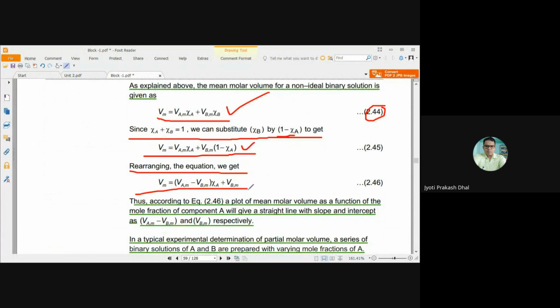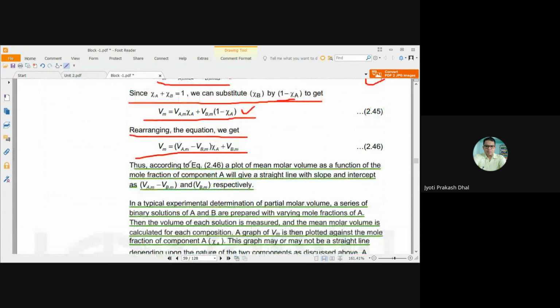Now rearranging equation 45, we can write Vm equals (VmA minus VmB) times chi A plus VmB. Thus, according to equation 46, a plot of mean molar volume as a function of the mole fraction of component A will be a straight line with slope and intercept.